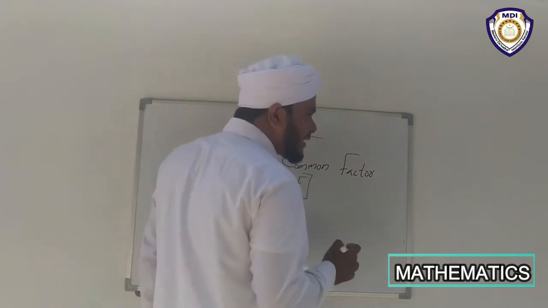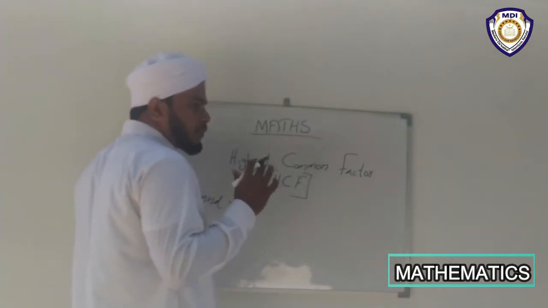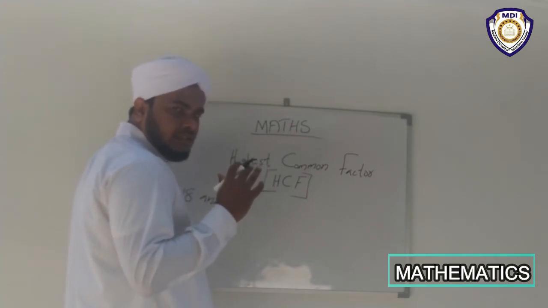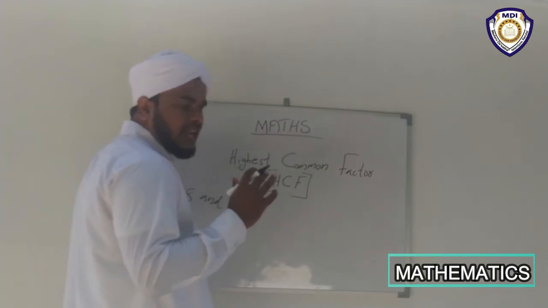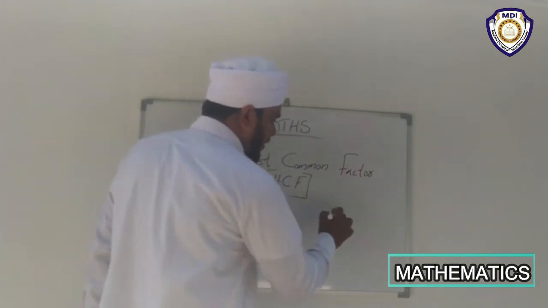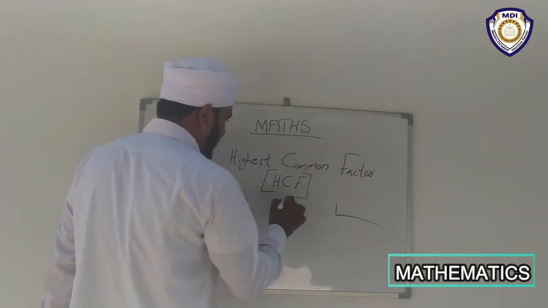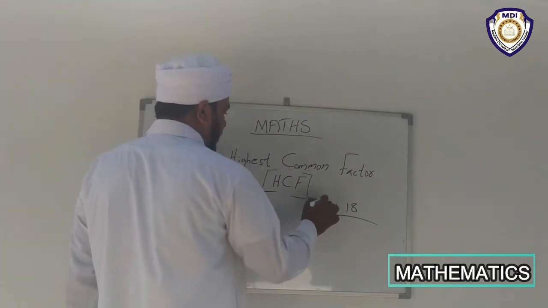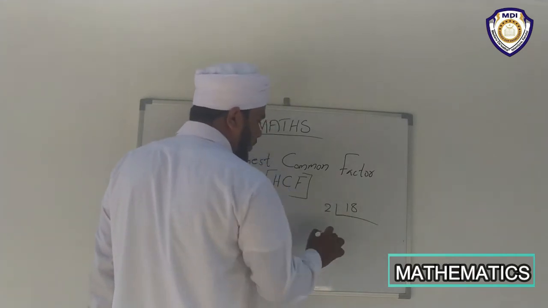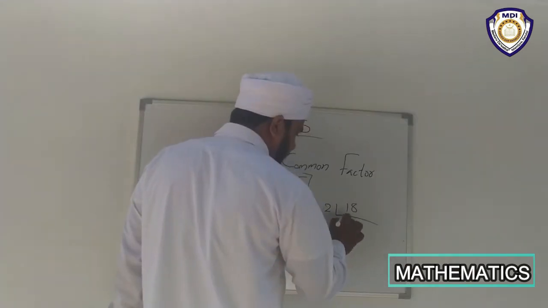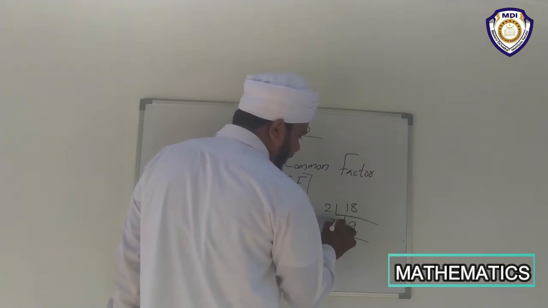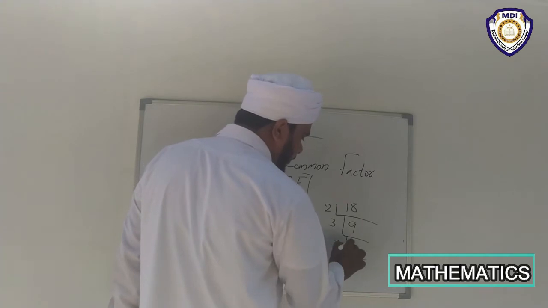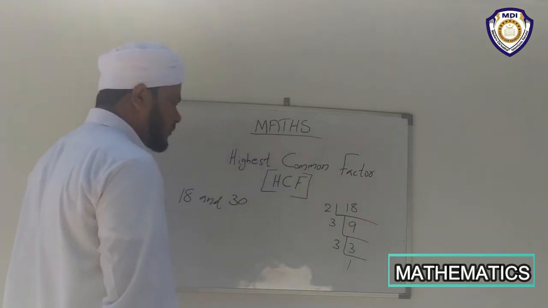We have discussed the two methods of factorization. Which are they? Yes, tree method and division method. Let us take the division method. Then 18, we can divide by 2, then 9. We can divide by 3, then 3. We can divide by 3, then 1.